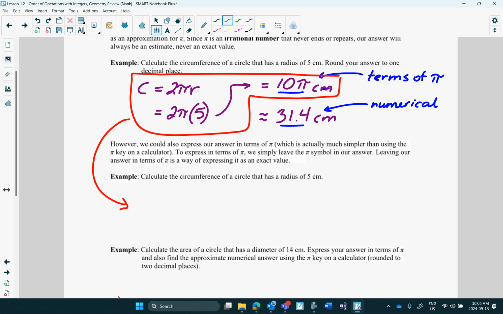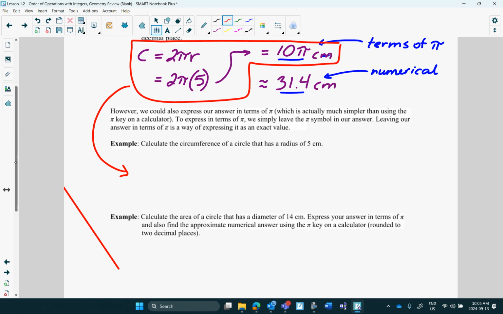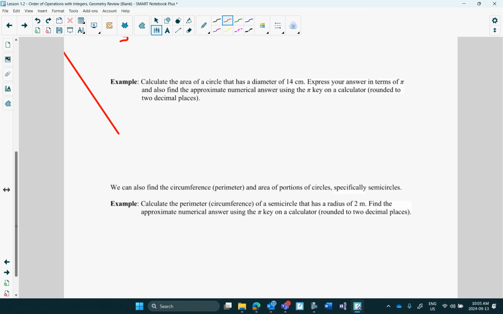So the answer to this example would be 10 pi centimeters, and the answer to the same example, but you're asked to round it, would be 31.4. Okay, let's have a look at an area question. Calculate the area of a circle that has a diameter of 14. Now, I asked you to show your answer two ways. Express your answer in terms of pi, which means the pi symbol should be in your answer, or do the next step and actually do the multiplication on your calculator and round it.